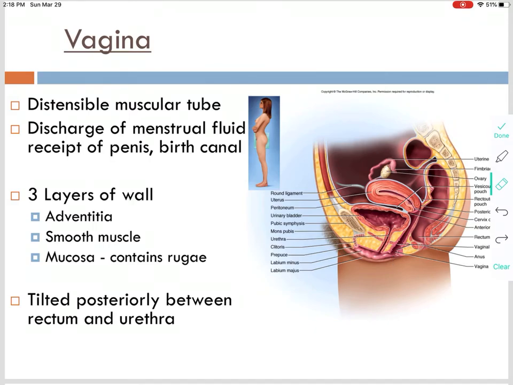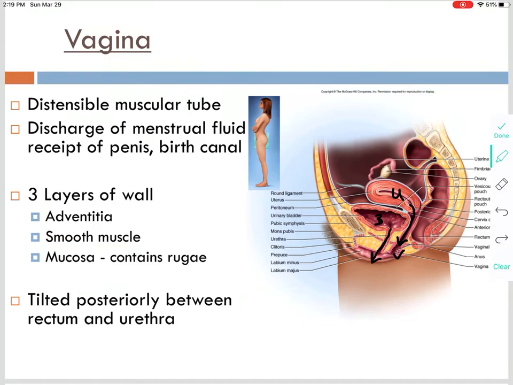This is a nice lateral view to show you some of the structures. Because there's a lot going on here. So as we said, this is the uterus. Then coming down is the vagina. But everything's kind of squished together. Anterior to that, we have the bladder.